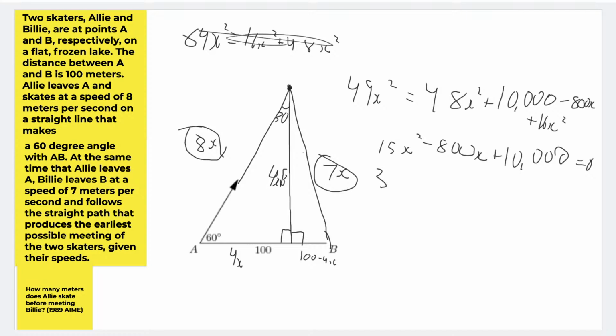But remember that on the AIME, you have about 15 minutes on average to solve each problem. I don't remember how many problems there are, but you have a decent amount of time to solve each problem, and this is like number 6, I think. So you have enough time to solve it, even if you use this factoring method. So you divide this whole equation by 5, and you get 3x squared minus 160x plus 2000 equals 0.